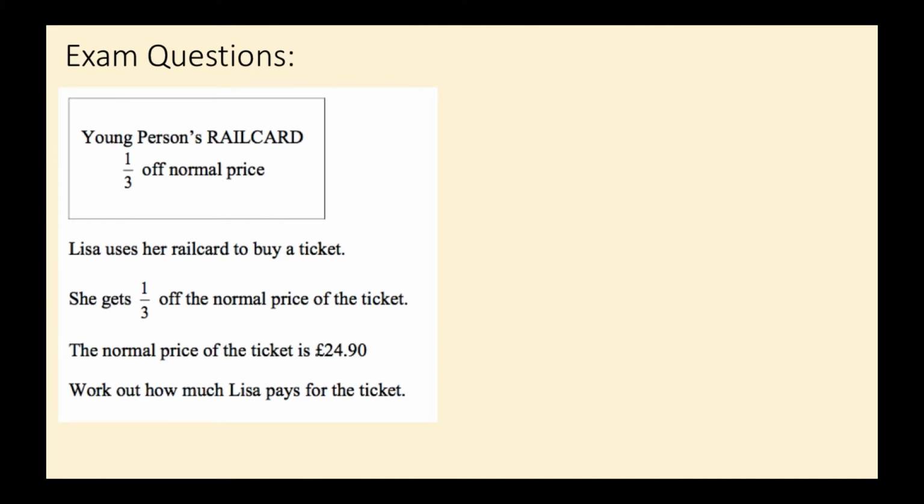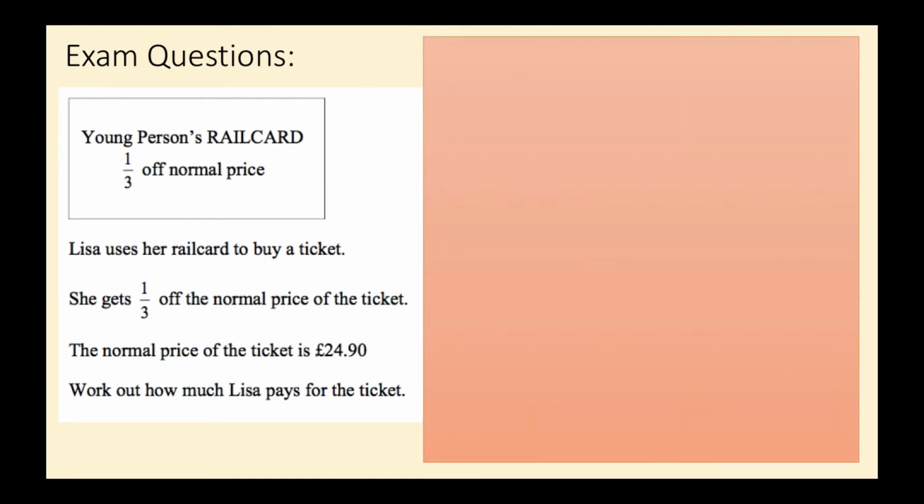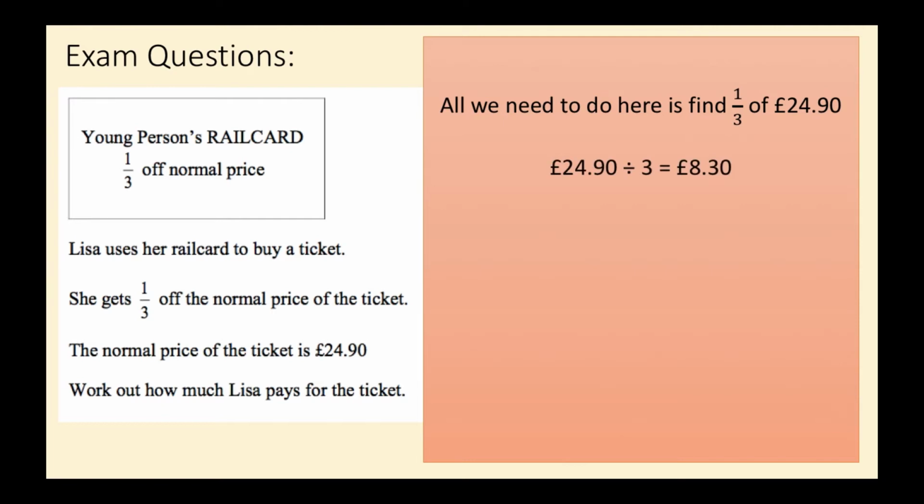A young person's rail card is 1/3 off normal price. Lisa uses her rail card to buy a ticket. She gets 1/3 off the normal price of the ticket. The normal price of the ticket is £24.90. Work out how much Lisa pays for the ticket. All we need to do here is find 1/3 of £24.90. £24.90 divided by 3 is £8.30. All you needed to do here was do 24 divided by 3, gives us 8, and 90 divided by 3 gives us 30.